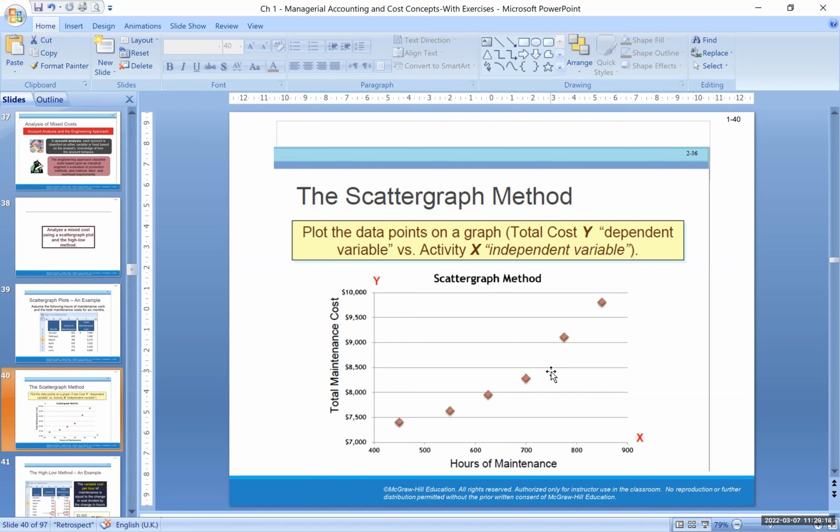After that we can draw a line joining these plots. This is called the scatter graph method. If we have more numbers or data, then we have a linear graph. In this method, we can draw a line between the points. In this case, we can predict our future maintenance cost.